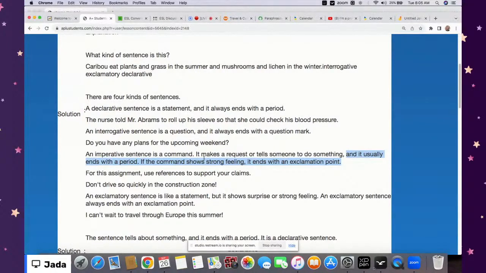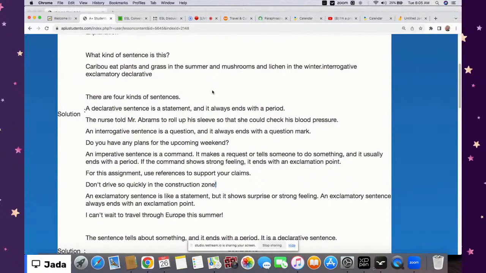For this assignment, use references to support your claims. So that is telling someone to do something. So this is what you should do for your assignment. And then, don't drive so quickly in the construction zone. So this is showing a strong feeling of someone telling you, "Oh, don't do that." That is something very strong.